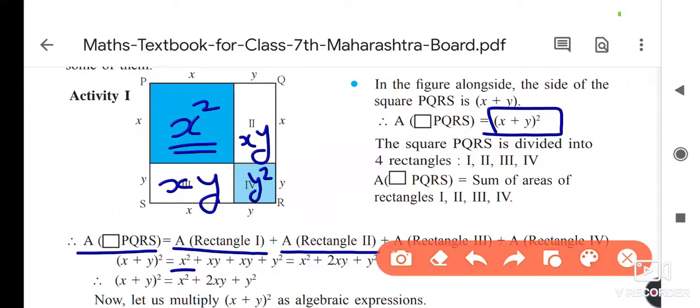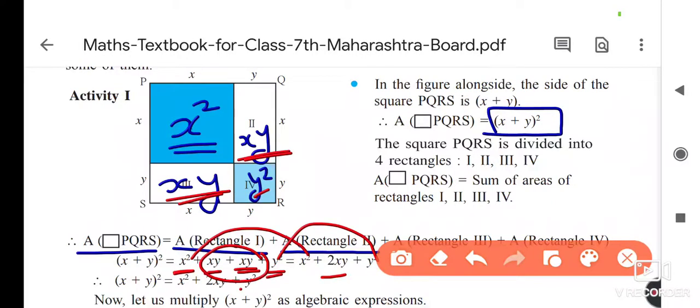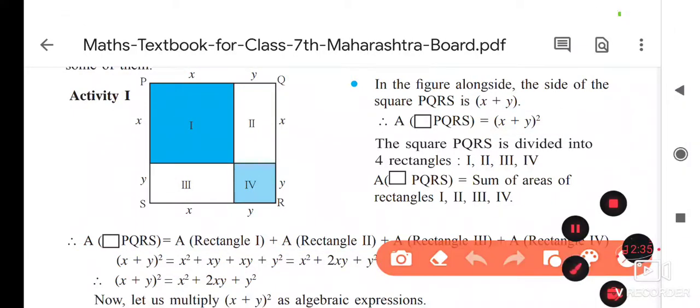Then the area of the second figure is equal to xy, that is written here. The third rectangle, its area is xy, that is written here. And at last the fourth area is written at this place. Here x square, you just write as it is, y square also as it is, and we have to add the xy terms: 1xy plus 1xy is equal to 2xy. So this is the formula that we derived from the figure: (x plus y) bracket square is equal to x square plus 2xy plus y square.